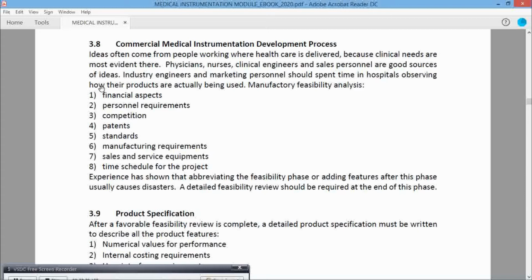Industry engineers and marketing person should spend time in the hospital. So what they are saying is, you need to spend a lot of time in the hospital. That's the place where you will acquire the real problem, the true problem.